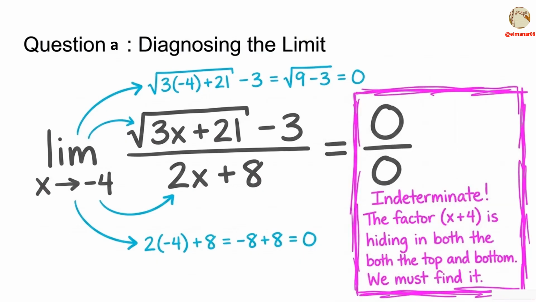It's the indeterminate trap. But here is the professional tip. Because the denominator is 0 at x equals -4, we know for a fact that the factor x plus 4 is hiding somewhere in both the top and the bottom. Our mission now is to find it and eliminate it.